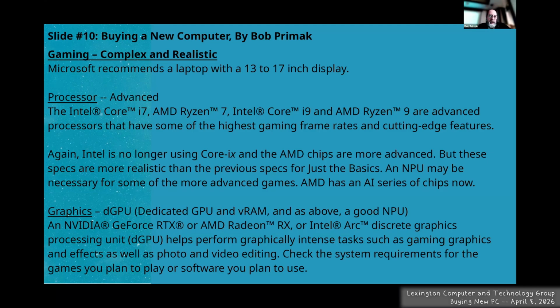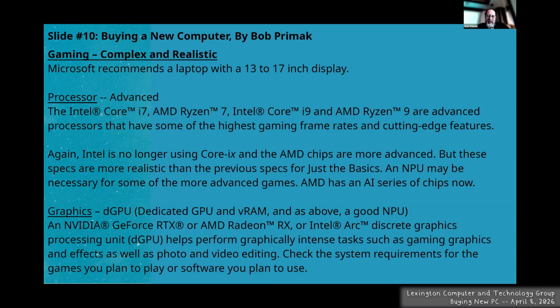The processor will be advanced, more advanced even than the Core 7. It will be a Core Ultra. Instead of a Ryzen 7, it'll probably be the AMD Ryzen 7 AI 300 series or the Intel Core 9 Ultra. I think they have even numbers higher than 9 now. And the AMD Ryzen 9, again, the AI series. Intel is no longer using Core i, and AMD chips are much more advanced than Microsoft indicated they knew. But these specs here are much more realistic than the previous specs for just the basics.